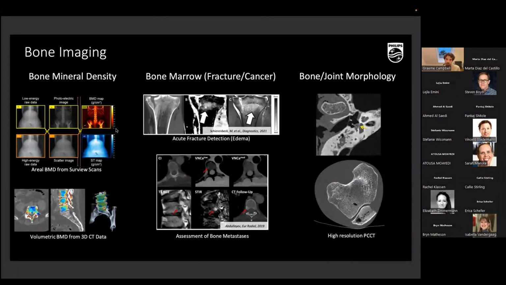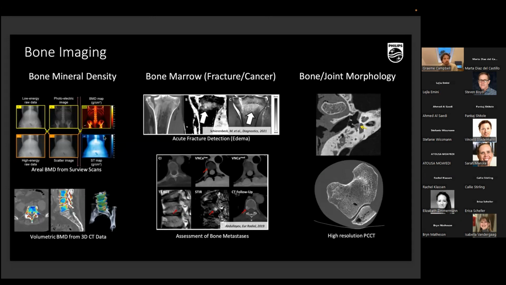Because we have a dual layer technology, even our surveys also have that information. So the idea is, well, if we have two energy spectra from our survey scans, that's kind of like a DEXA. We already have that information. Can we generate a BMD map from this? So that's a research project we're working on to get basically a BMD for free. So anyone who gets a CT scan anyways, but would get a BMD score.